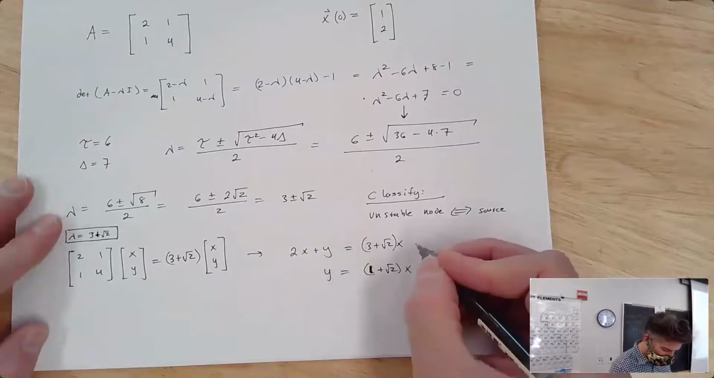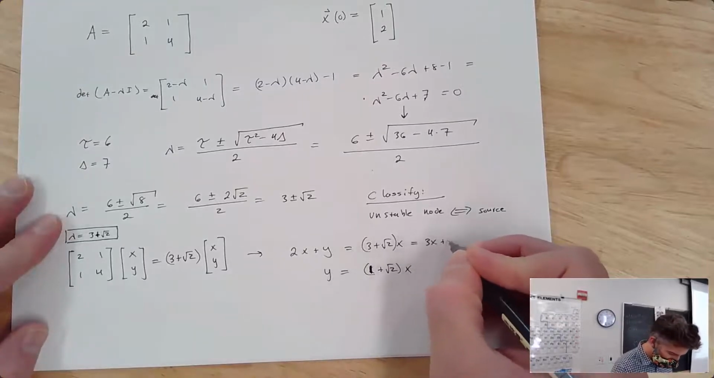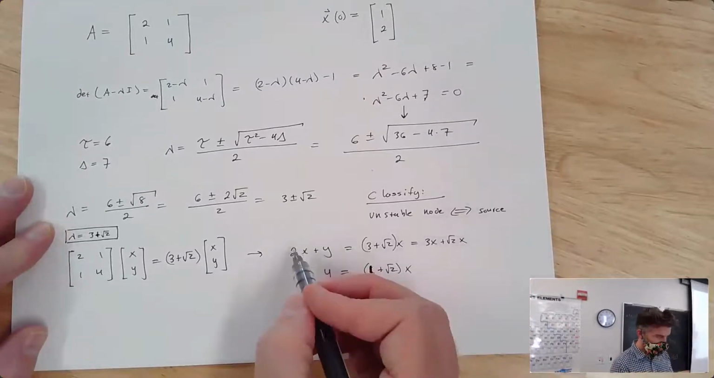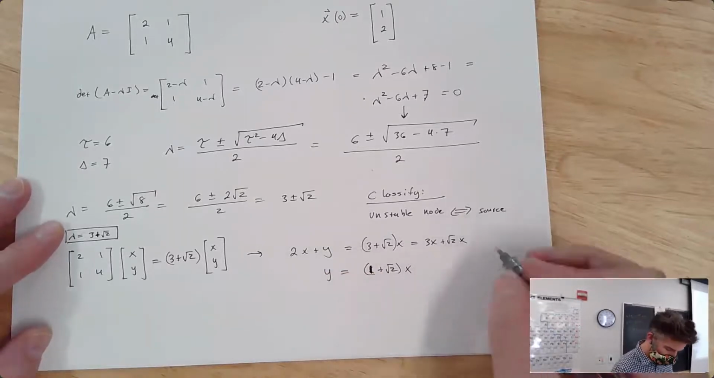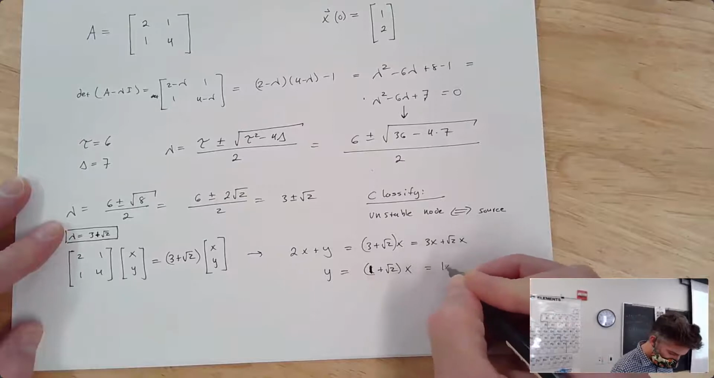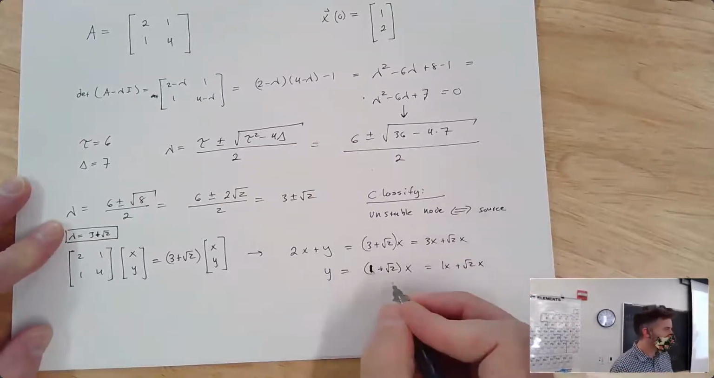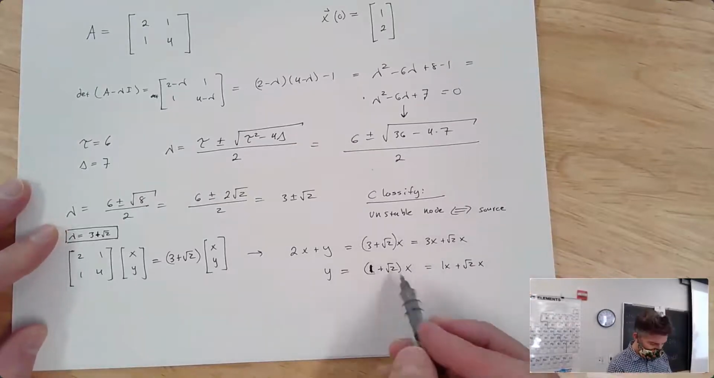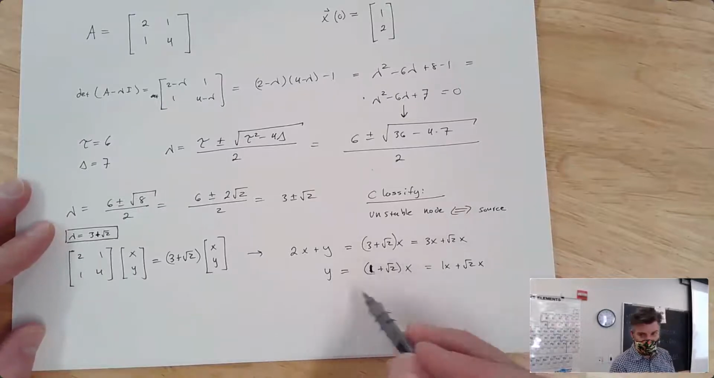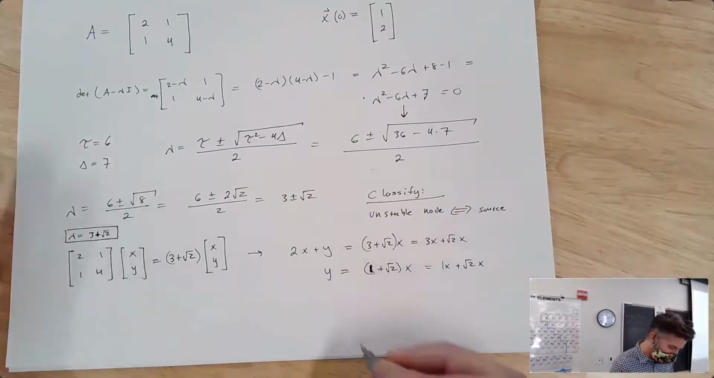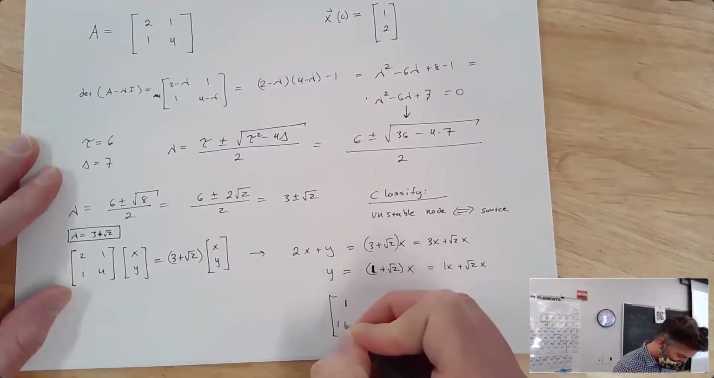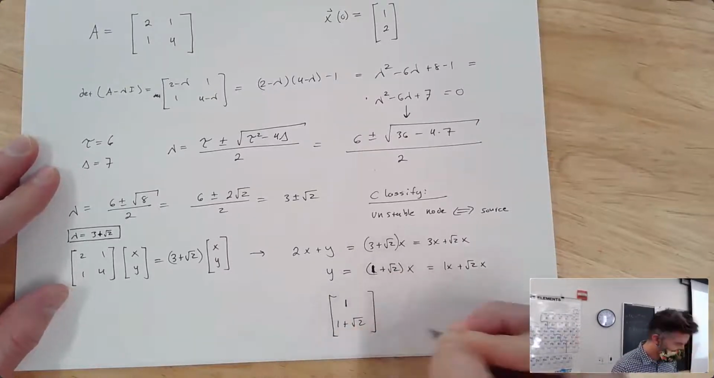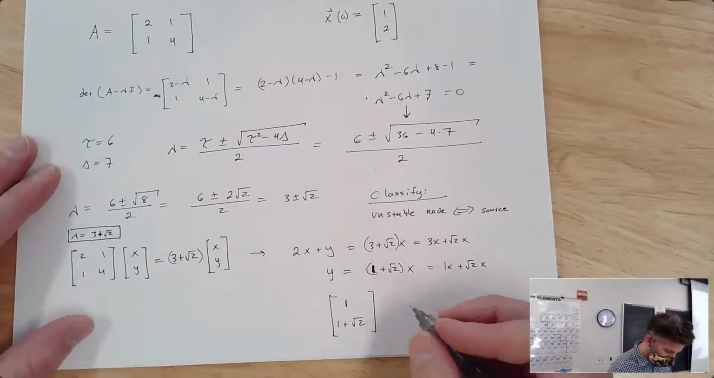But you can distribute this if you wanted to and say it's 3x plus root 2 x, and then you could subtract the 2x from the 3x and have a 1x plus a root 2 x, which is just (1 plus root 2) x. So we really do care about having the coefficient always kind of one piece. So here my eigenvector could be x is 1, and y is 1 plus root 2. Not everyone's favorite, but it's fine.